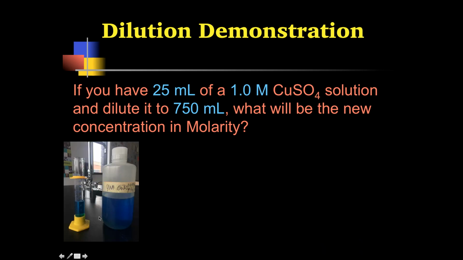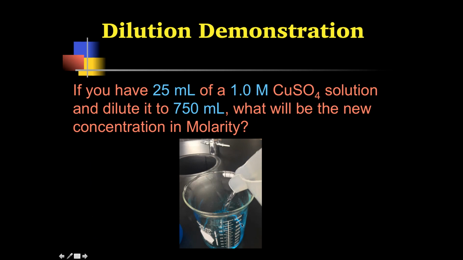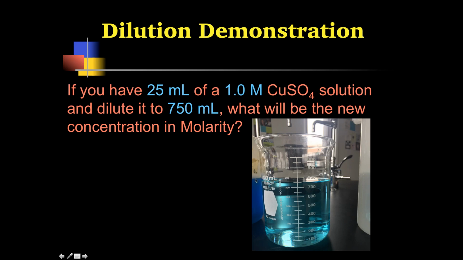Okay, so here's my 25 milliliters. I'm going to put that in my beaker, and then I'm going to add a bunch more water until I get to 750 milliliters. Visually, we can already see that this is a lower concentration, but we want to figure out exactly how much lower. We're going to use the dilution equation.